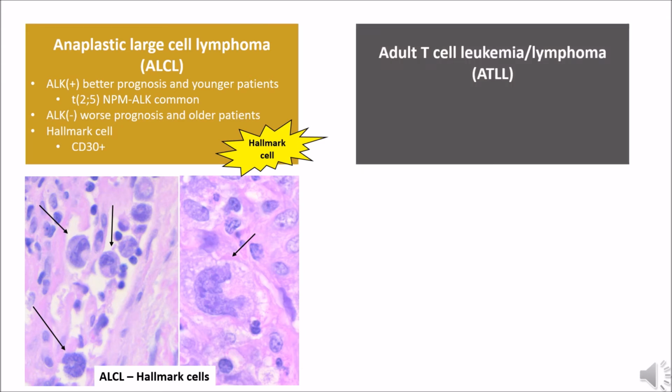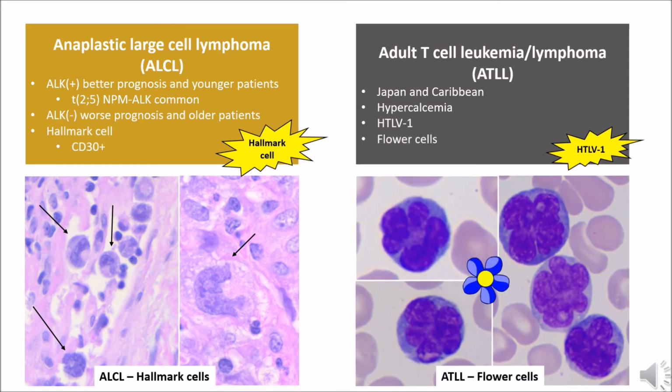Adult T-cell leukemia lymphoma is associated with the human T-cell lymphotropic virus type 1, HTLV1, with a high prevalence in endemic areas including Japan and the Caribbean. An important laboratory finding is hypercalcemia, which is caused by secretion of cytokines stimulating osteoclasts to resorb bone. When the peripheral blood is involved, the characteristic cell is the polylobated flower cell, with the lobes looking like the petals of a flower.